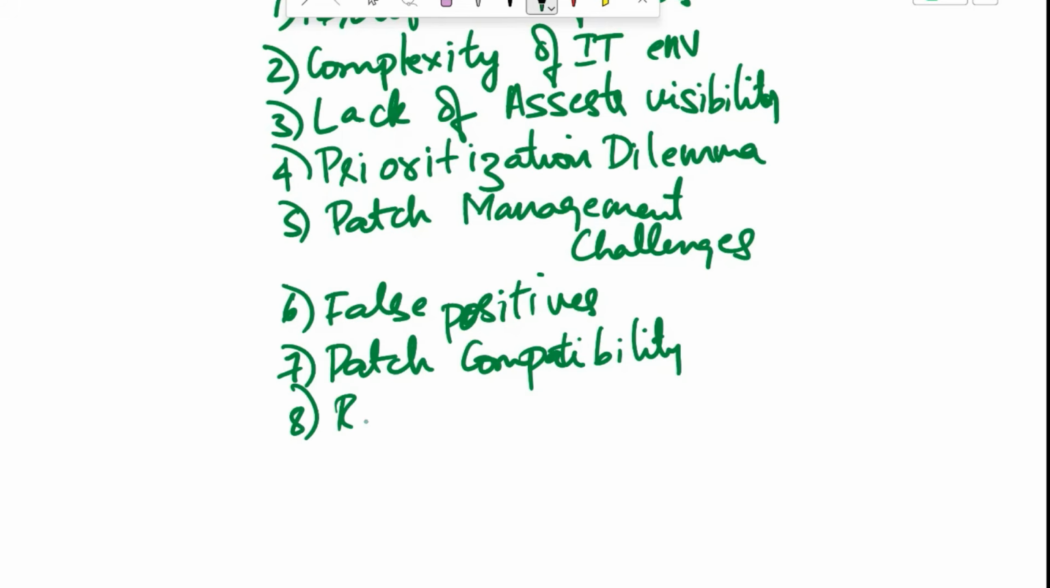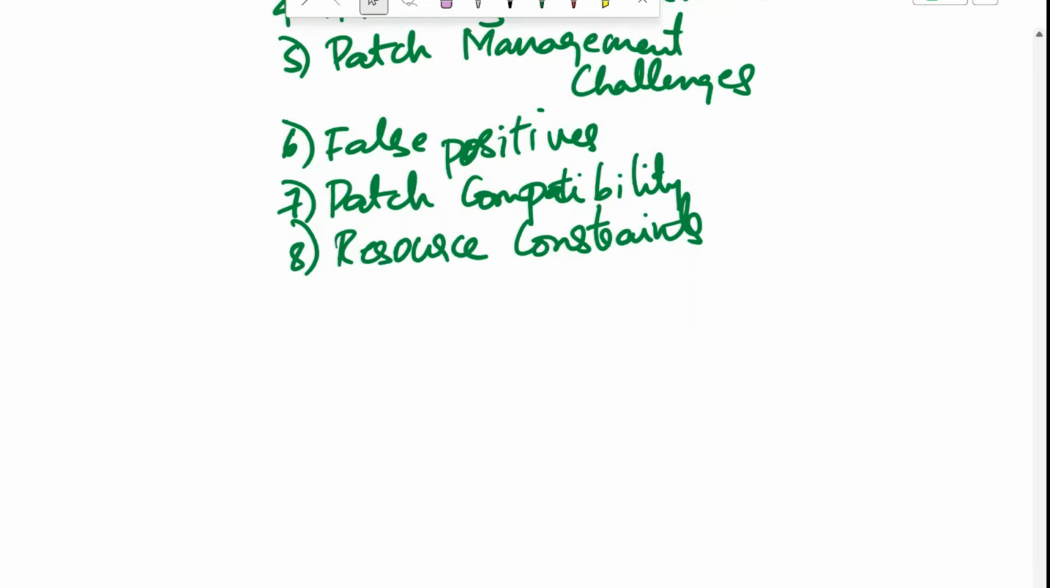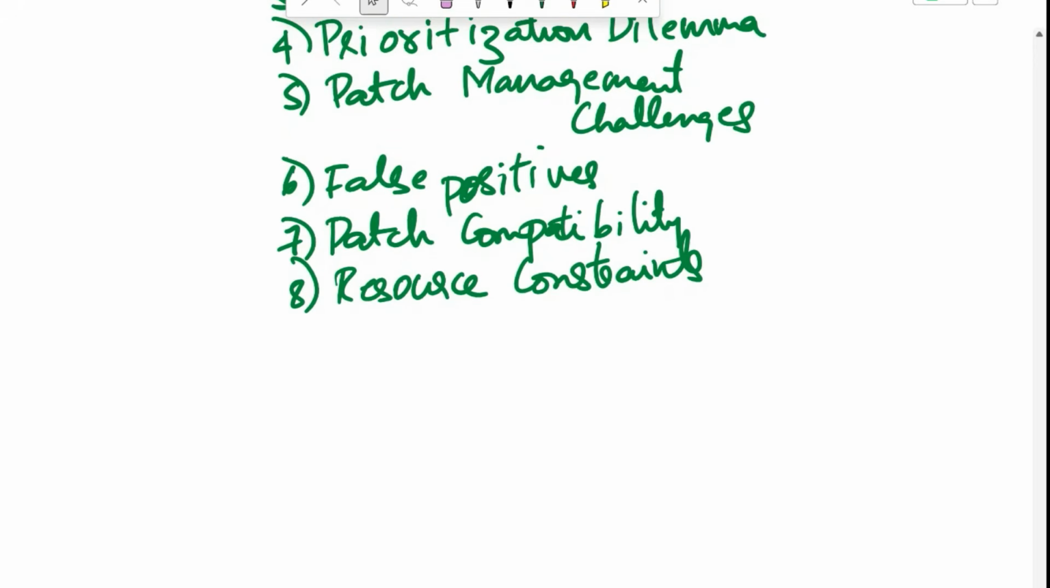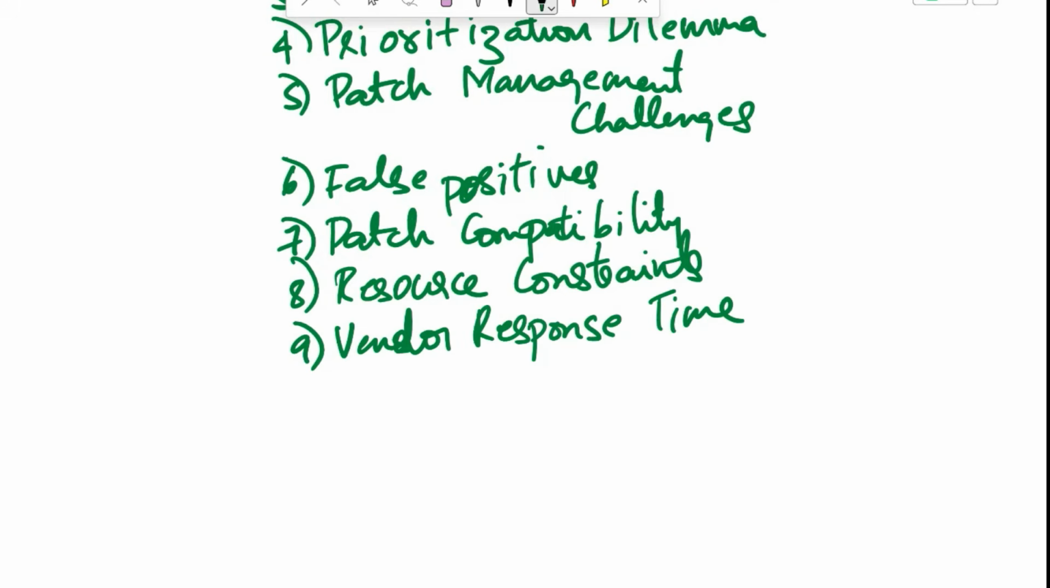Next challenge can be resource constraints. Limited budget, staffing, and tools can impact the frequency and effectiveness of vulnerability assessments and remediation efforts. Next is vendor response time. Organizations depend on vendors to provide patches for vulnerabilities. Delays in vendor responses or patch releases can leave systems exposed to threats. Next one is zero-day vulnerabilities, which pose a unique challenge as they are exploited before patches are available. Mitigating these vulnerabilities requires a different approach.